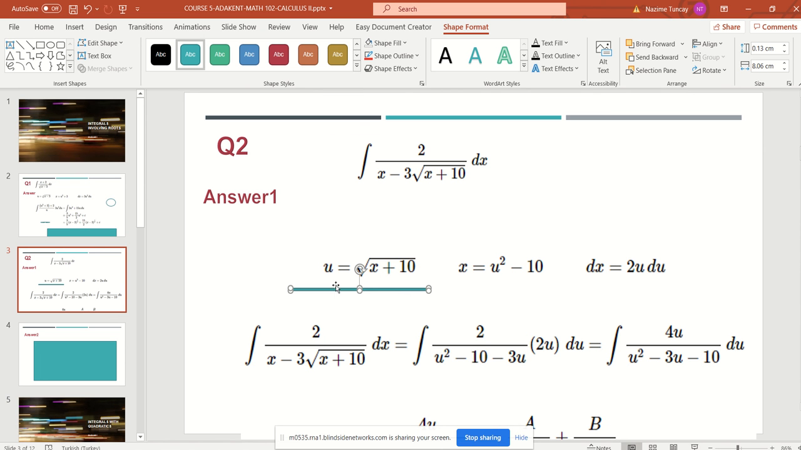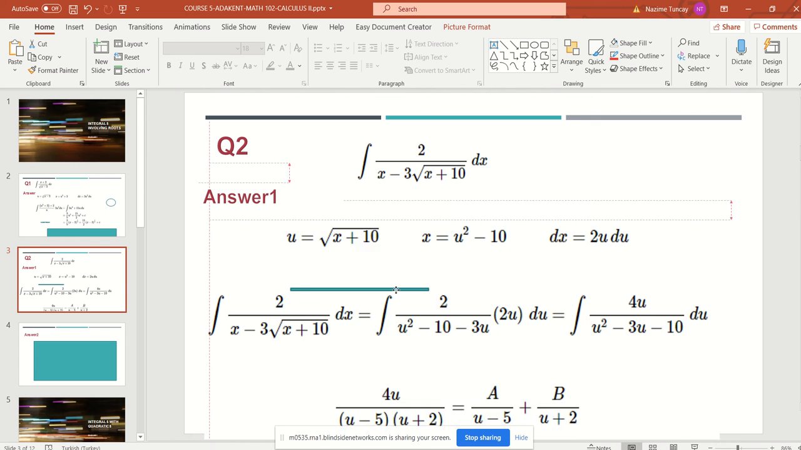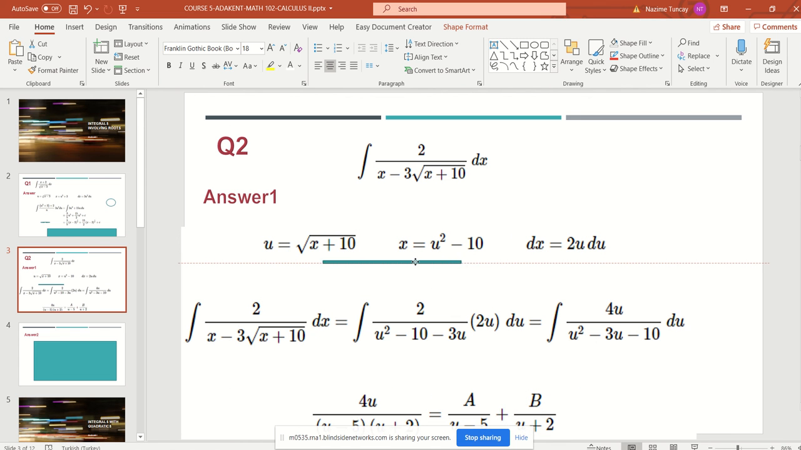We are taking squares of both sides here, and we have x equals u square minus 10, and dx equals 2u du. Okay, we solve for x. We want to have this whole integral written in terms of u. We don't want any x here.